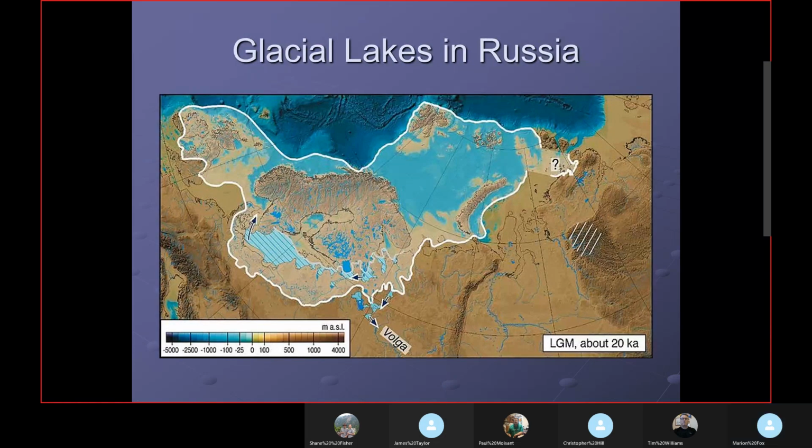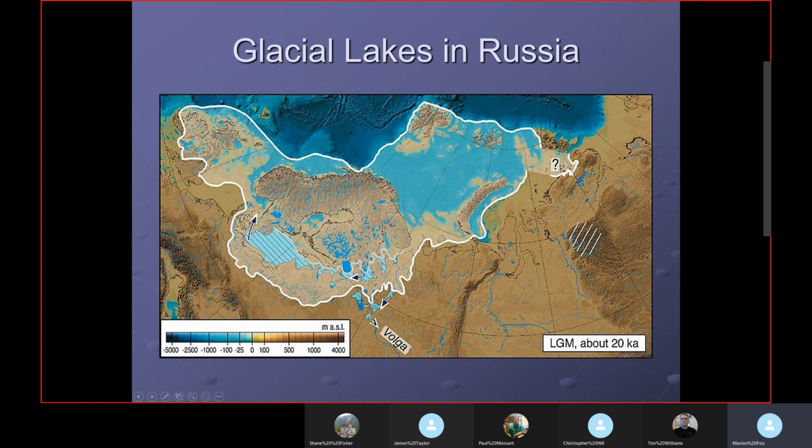Now then, here are the glacial lakes in Russia. Of course, Russia is the largest country in the world in area. And on this glacial lake here, there was ice here, creating this lake. This was a large lake.